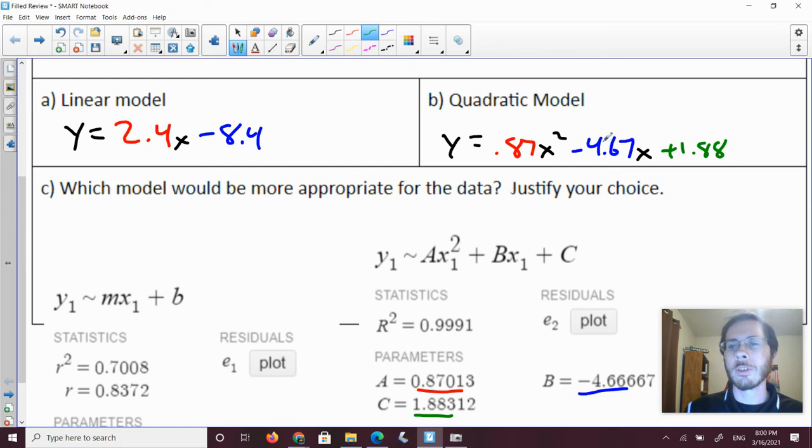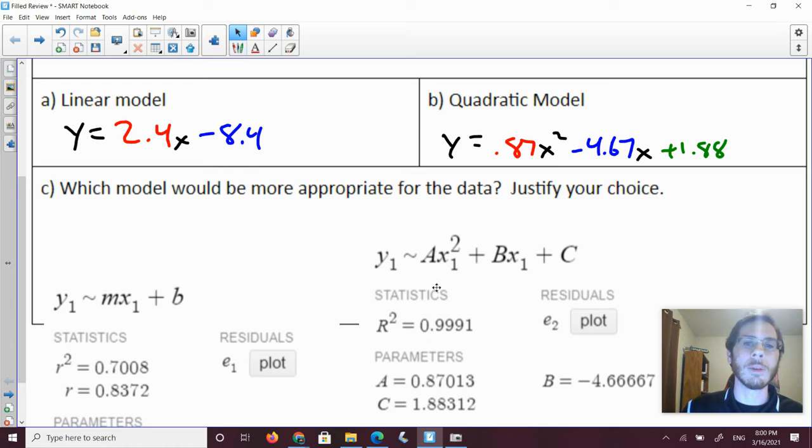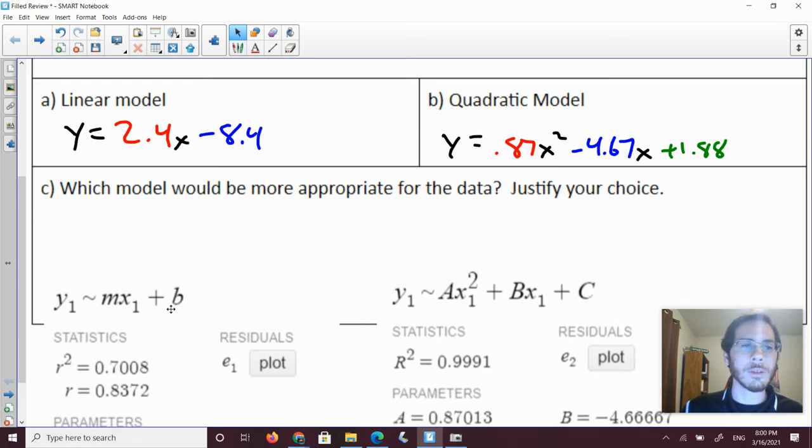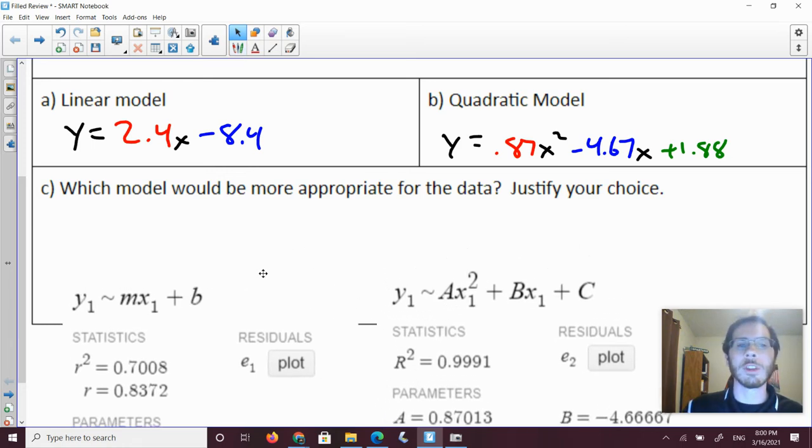I took 2 decimals over here, because I wanted to be a little bit more precise. I did 1 decimal over here, just a little bit less precise. And it's important to get a little bit extra precision for the higher order functions. That way they're a little bit better. So next one says, which model will be more appropriate for the data? Justify your choice. Well, visually it looked like the quadratic was a lot better than the linear.